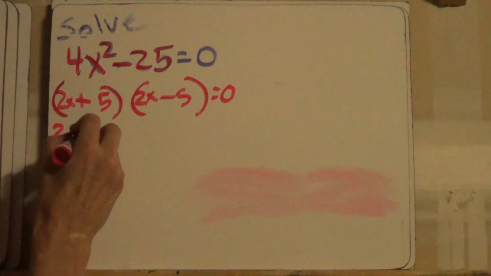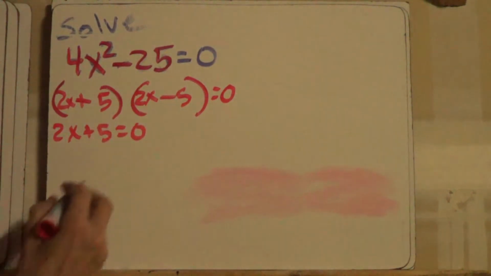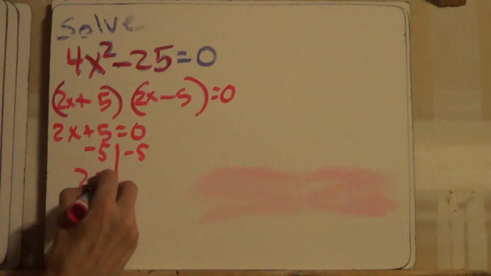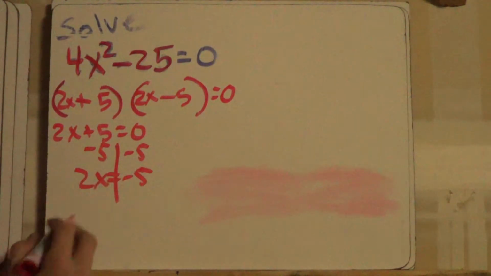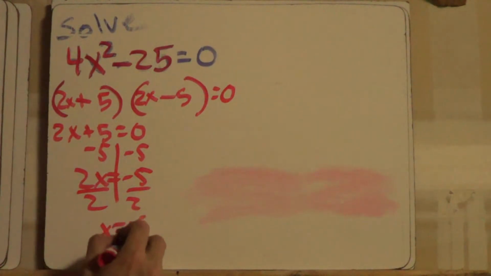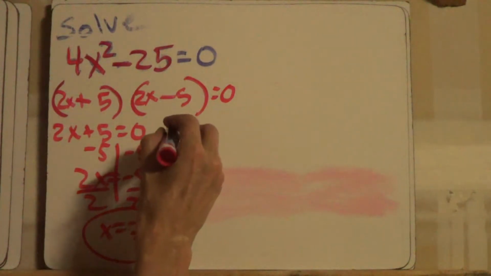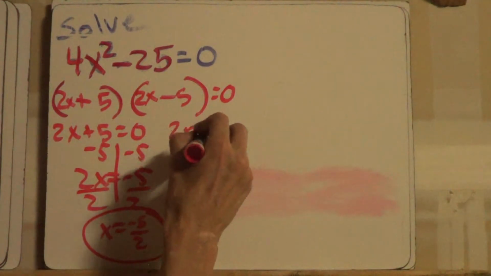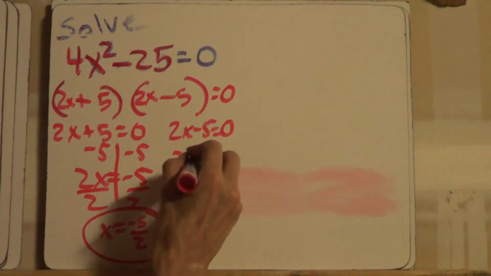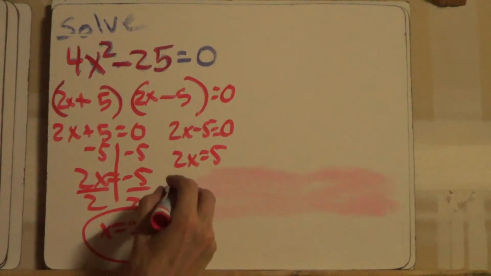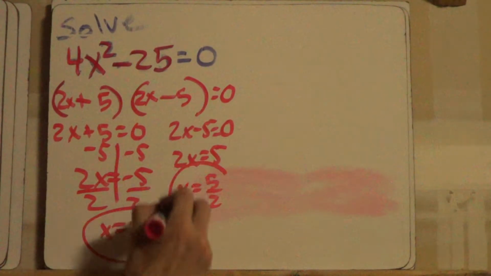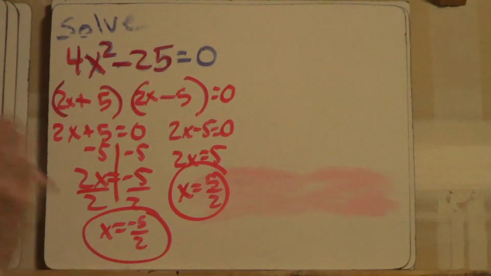So 2x plus 5 equals 0. Draw your line, subtract 5, subtract 5. 2x equals negative 5. Divide by 2. X equals negative 5/2. The other answer, 2x minus 5 equals 0. Add 5 to each side, so we get 2x equals 5. Divide by 2 on each side. X equals 5/2. So that's one way you could solve it. Here's another way.